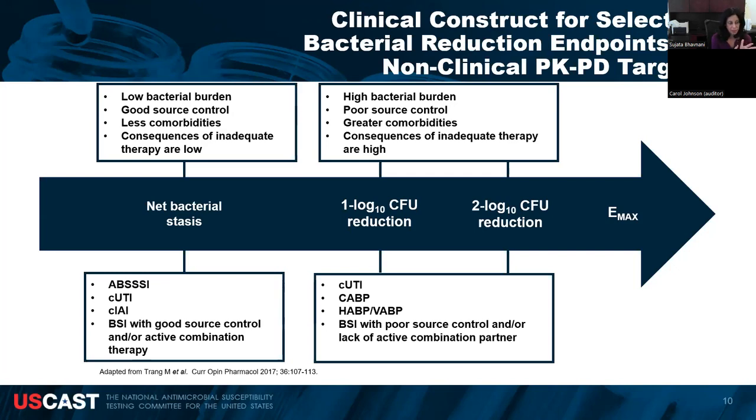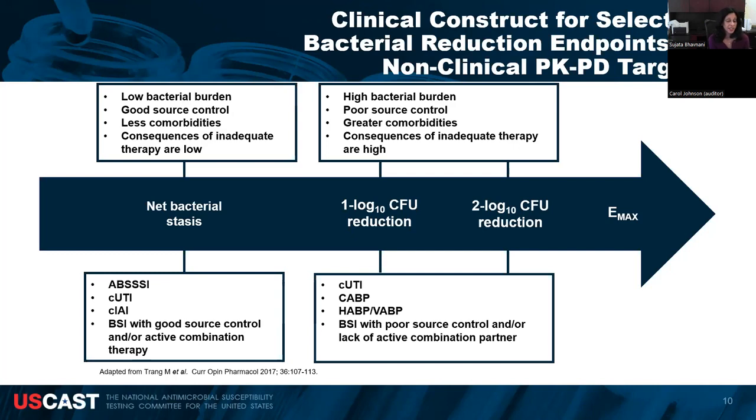And you can see for net bacterial stasis, for example, we considered that appropriate for patients with skin infections, also for cUTI, IAI, where there's good source control, and BSI, again, where there's good source control and there's active combination therapy. But this was an endpoint that we thought was reasonable for when the consequences of inadequate therapy might be low, and in patients that might have fewer comorbidities.